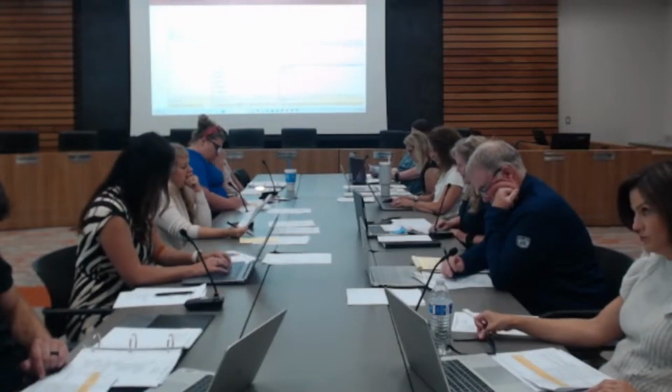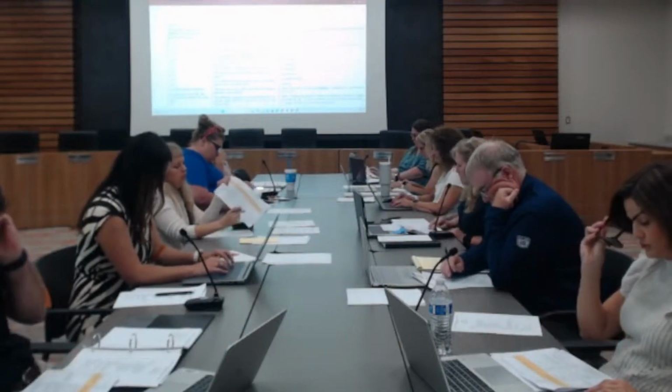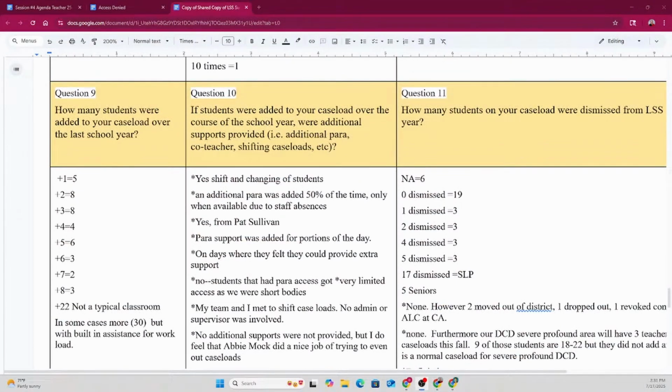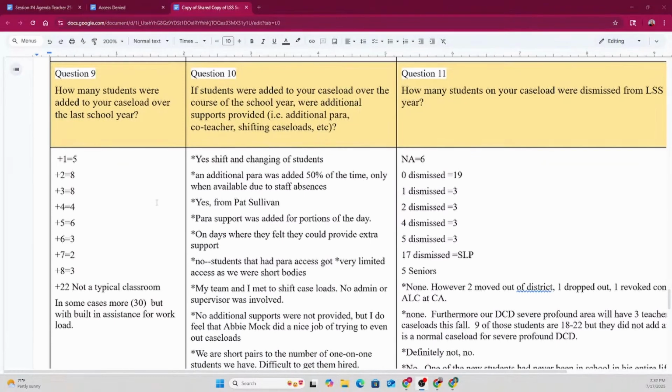Questions 9, 10, and 11. If you flip to the next page, those are in a completely different order, which is why I highlighted that row. So question 9, how many students were added to your caseload over the last school year? And you can see that the numbers vary a great deal. I want to point out that the really high number said, I don't work in a typical classroom setting.